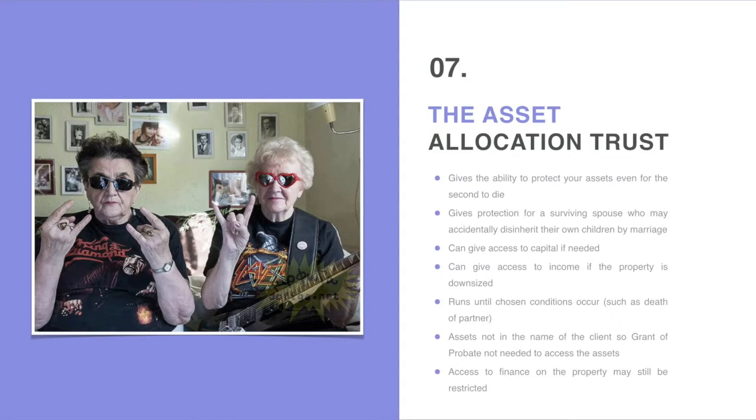It runs until chosen conditions occur, such as death of a partner. Assets are not in the name of the client, so a grant of probate is not needed to access the assets. Access to finance on the property would still be restricted.